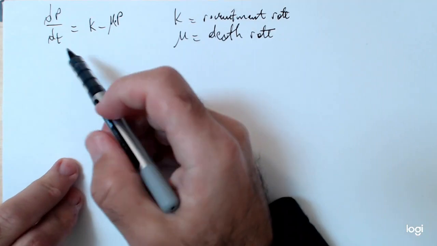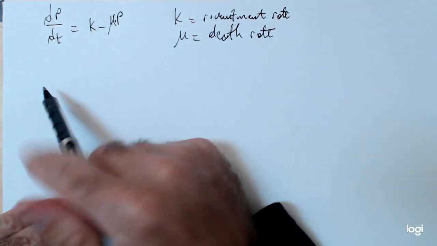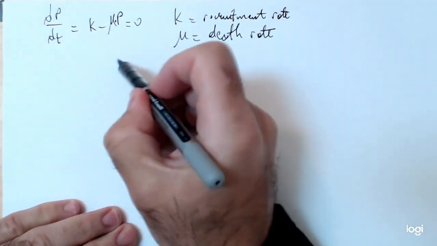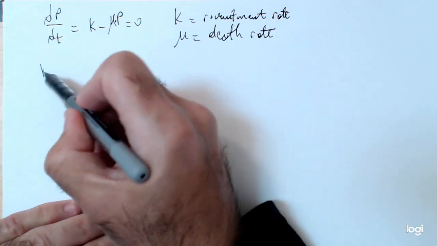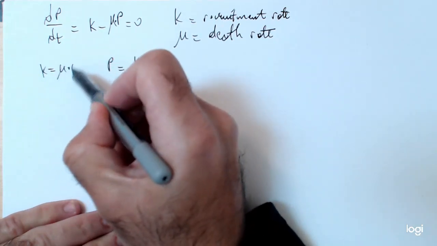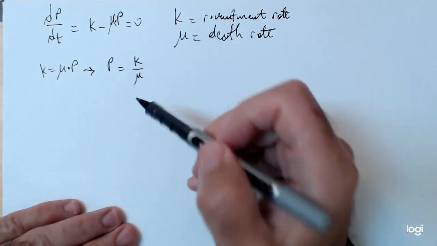So let's say I don't care about the solution at time t, I only care about the limiting behavior of the model. I set the right-hand side equal to 0, and I find one equilibrium point. So k equals mu times p, right? If you move mu p to the right-hand side, p is k over mu.